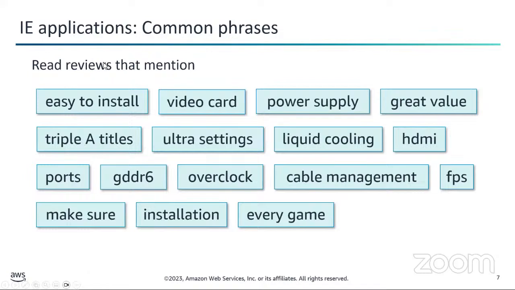So another example application of information extraction is identifying common themes in reviews. And this is what you will be doing also, for example, analyzing documents about Muslims or Islam. So you will read reviews that mention some of the keywords. Over here for the product reviews, you will be looking for these kinds of words or phrases: easy to install, video card, power supply, liquid cooling, overclocking. So this is related to CPUs or computers.